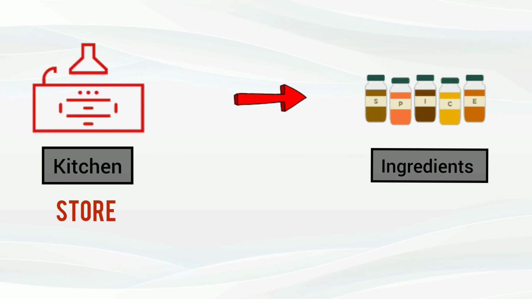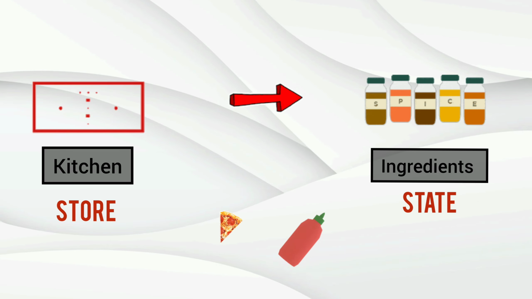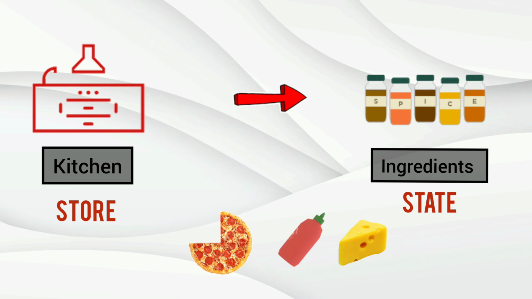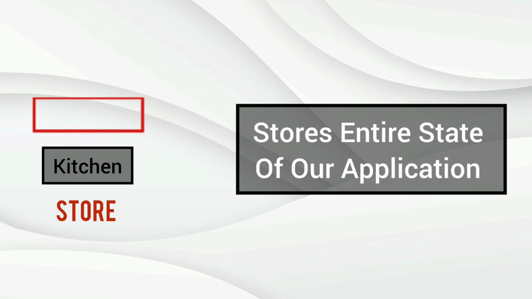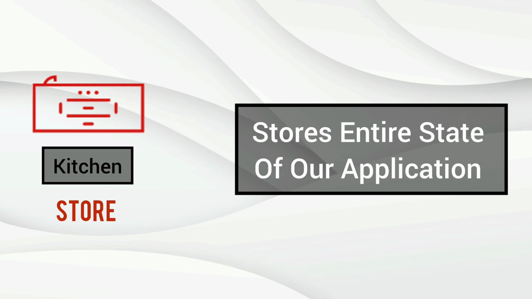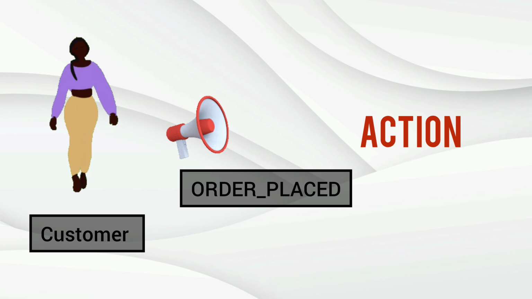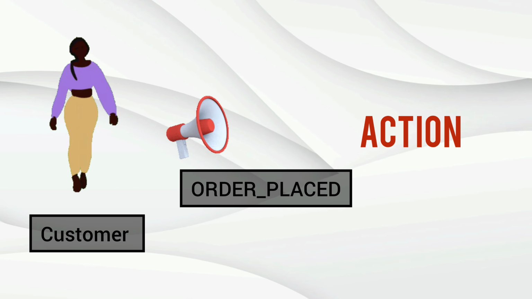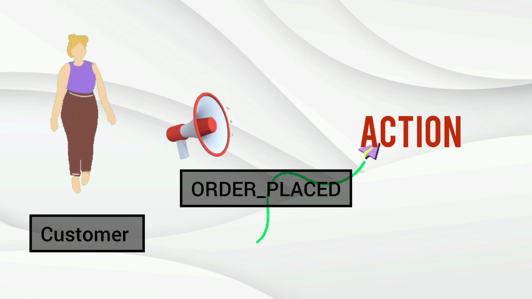Now, let's flip this analogy to understand three important core concepts of Redux. Here, kitchen represents our Redux store. It has all the ingredients, and ingredients represent our state, like pizza base, sauce, and cheese. So kitchen is a store which will be having all the ingredients, which means kitchen will be storing entire state of our application. Second is the customer. The order placed by the customer is an action in Redux. Customer is not the action, but whatever request is made by the customer, that is called as action in Redux.